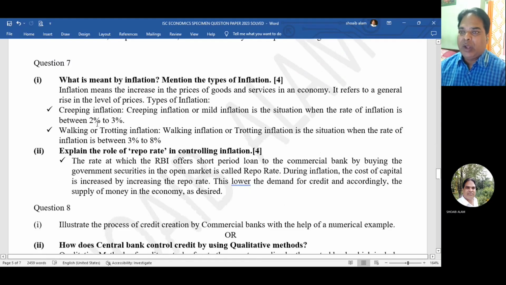Number 7, what is meant by inflation? Mention the types of inflation. So it is mentioned over here. Inflation means the increase in price of goods and services in an economy. It refers to the general rise in the level of prices. Types of inflation: creeping inflation and walking or trotting inflation.